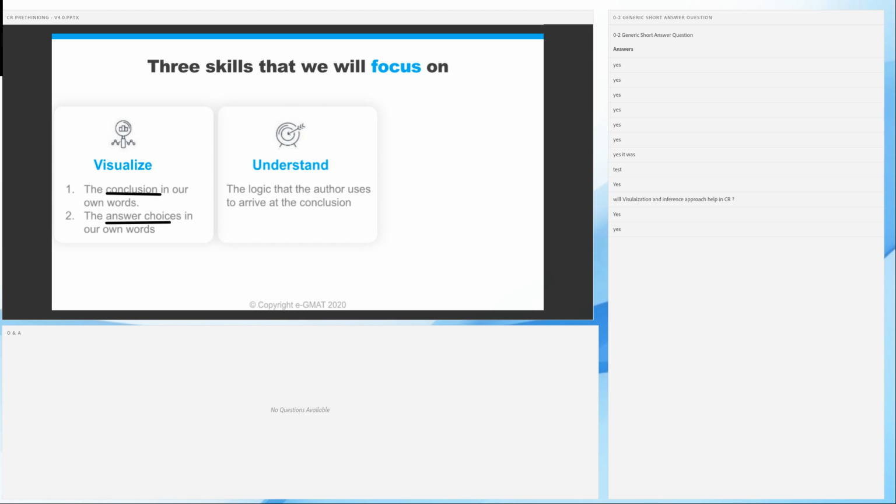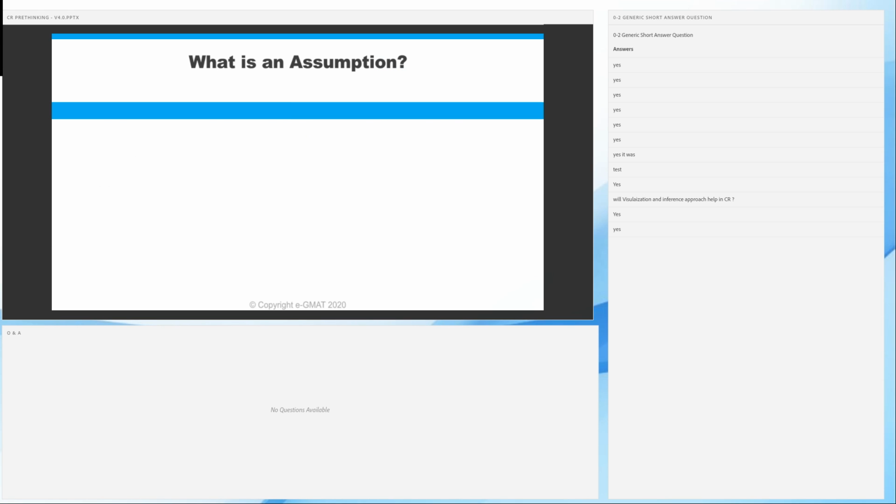The next thing that's really important here is to understand how the author arrives at the conclusion. How does the author justify the conclusion? What specific aspects does the author use to do that? This is what we call the logical structure of the argument. And the third piece that we're going to look at is formulating the falsification question, which is where pre-thinking comes in.